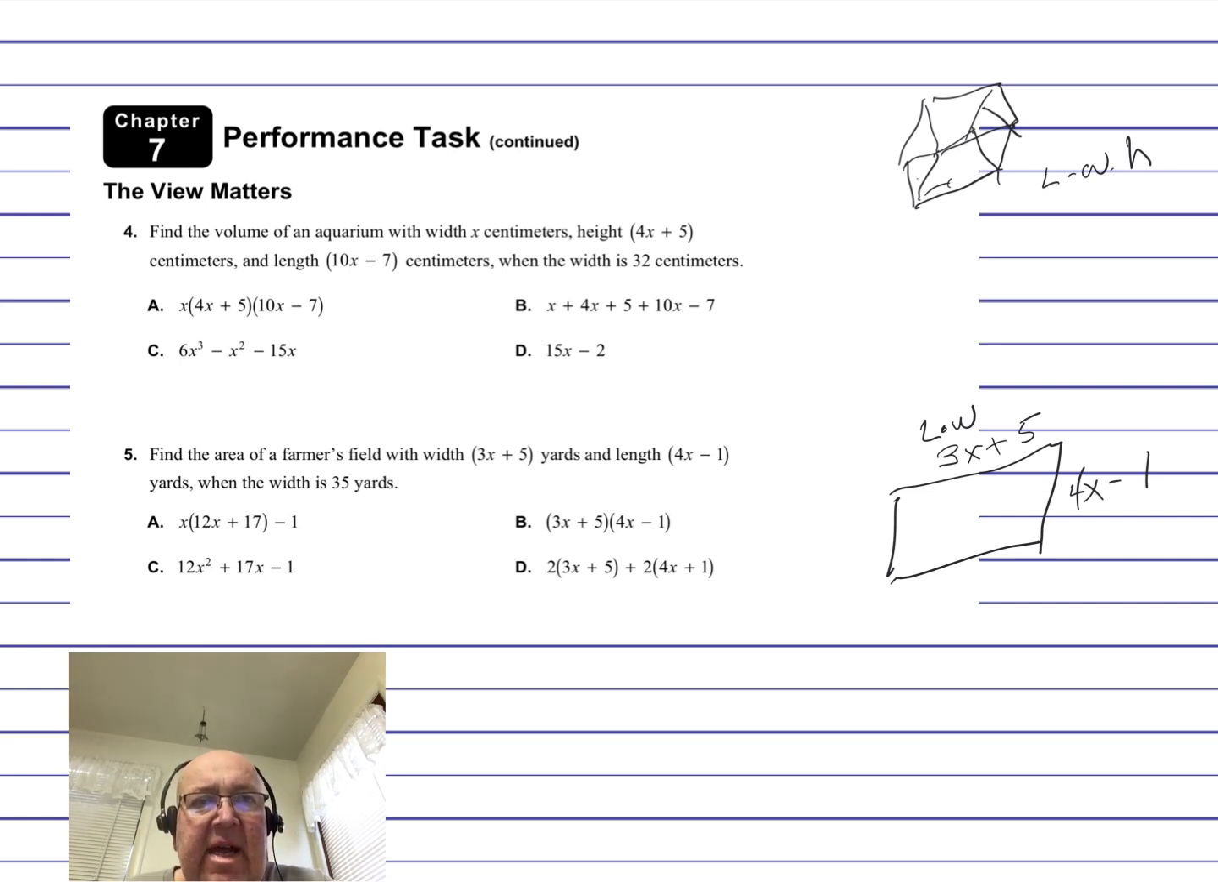Oh, actually you need to do this. You need to find the x value when 3x plus 5 is equal to 35. So do that first and then go ahead and find the area using the x value that you find.